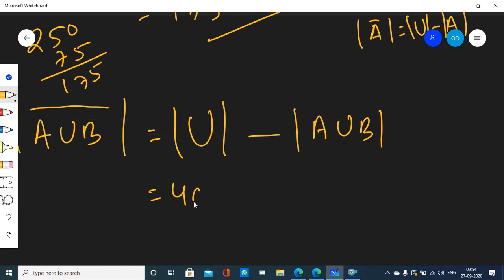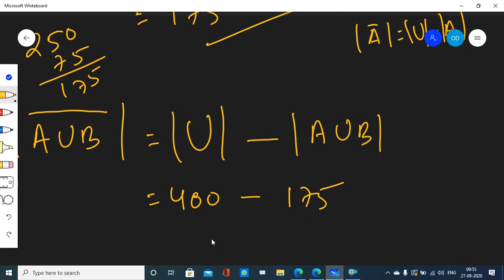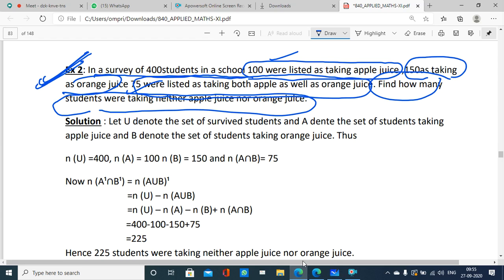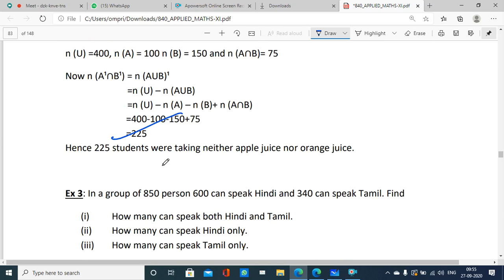And what is cardinality of U? 400, the universal set, minus cardinality of A union B, which is 175. The left out students: 400 minus 175. 400 minus 100 is 300, 300 minus 75 is 225. So these 225 students do not drink apple, and they do not drink orange, they don't drink either of the two. So the answer is 225.